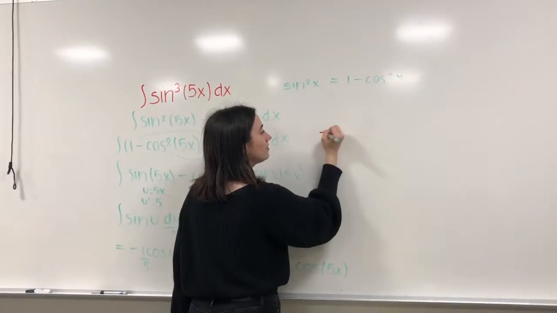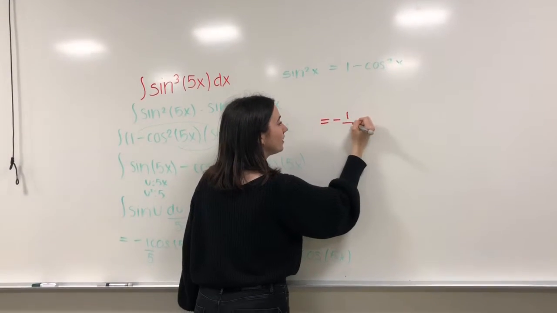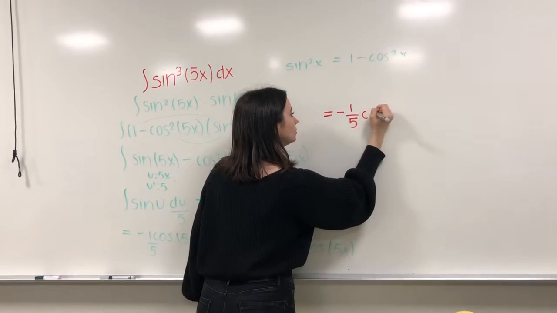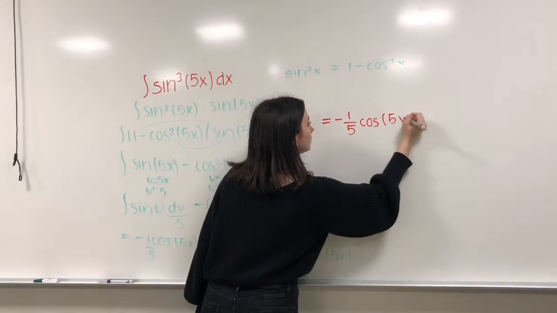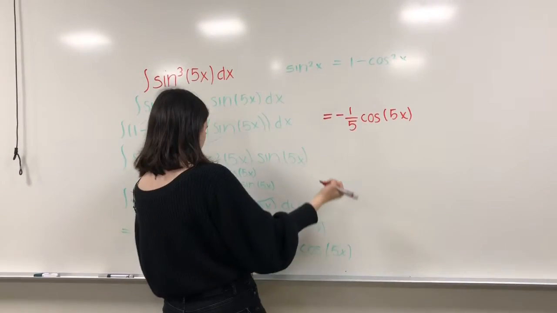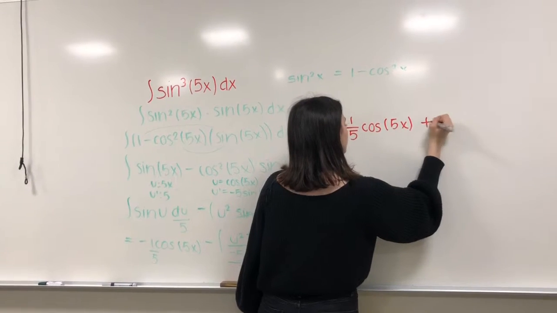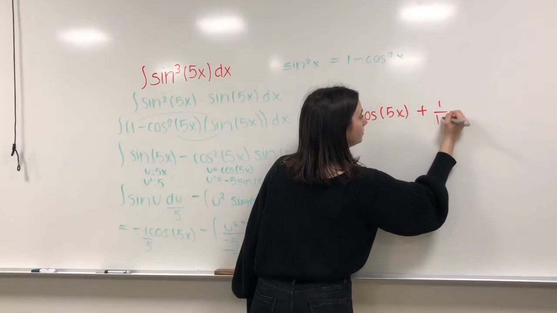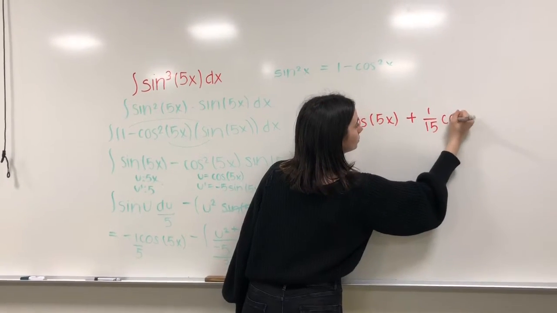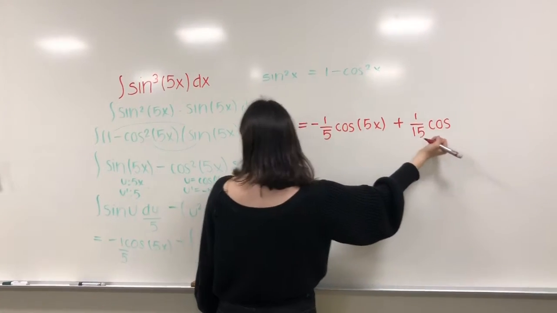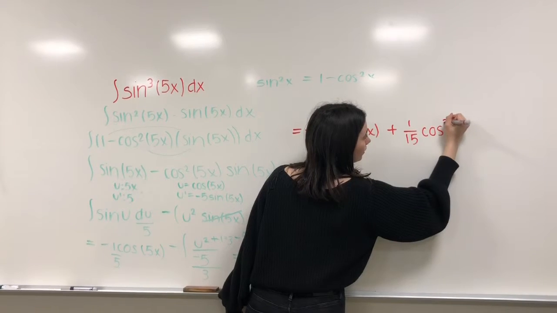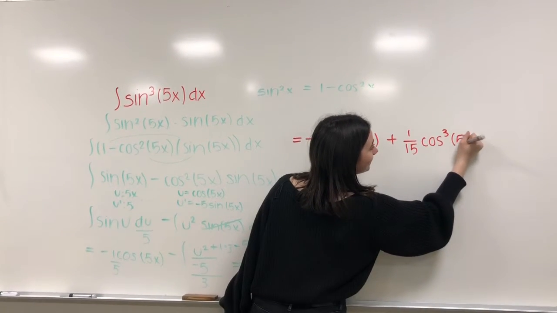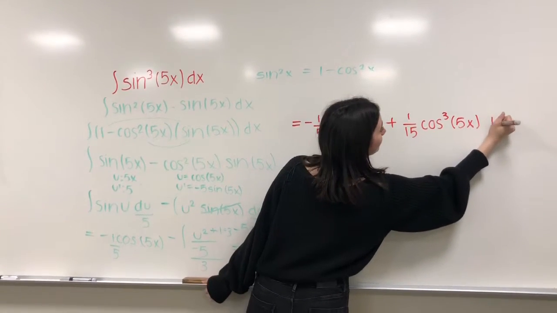The answer will give us negative 1 over 5 cos of 5x plus 1 over 15 cos cubed of 5x plus c.